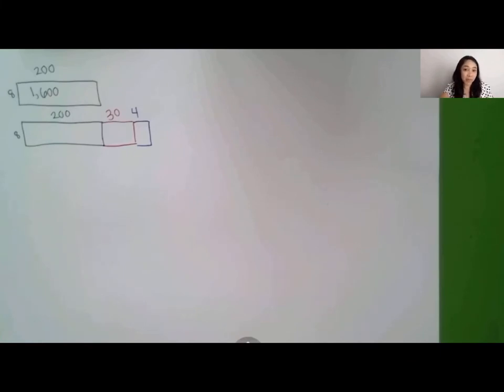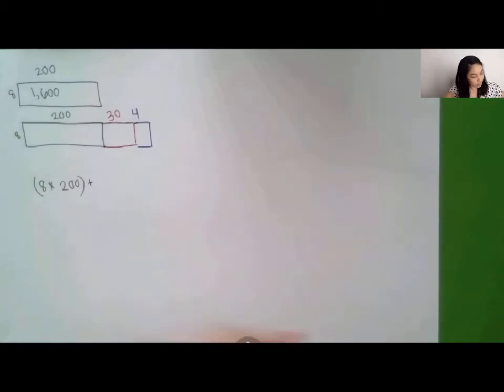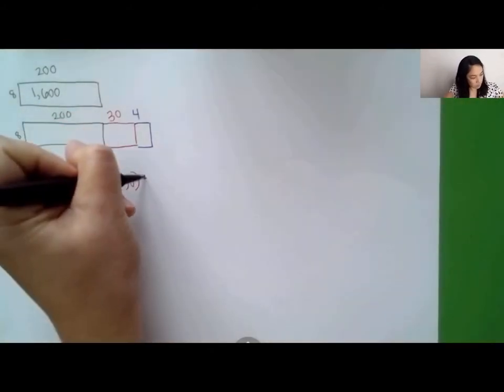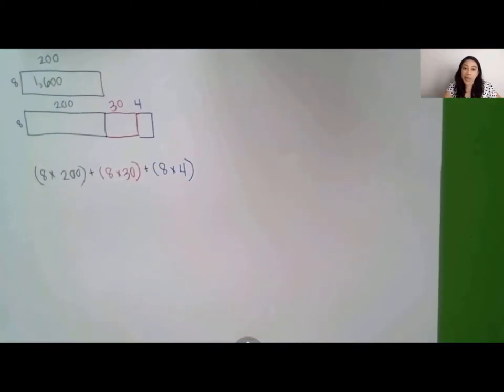Remember, in the last problem, we multiplied 8 times 4 and 8 times 30. So then I can multiply 8 times 200, and then we can add all of the sums together. Let's record that as one continuous addition problem on our papers. We can see that we're multiplying each section by a width of 8. So we could also write it like this.